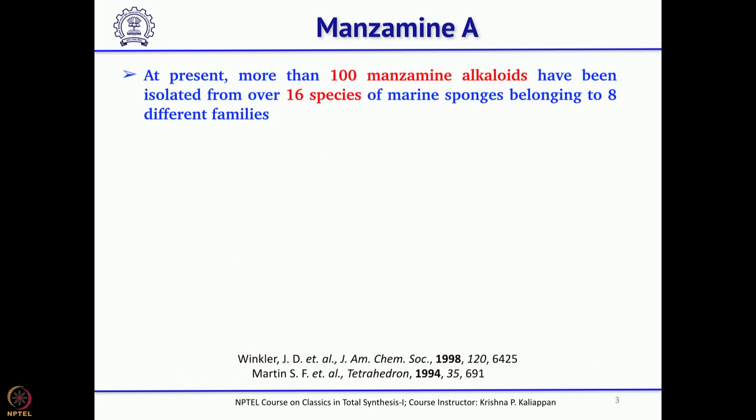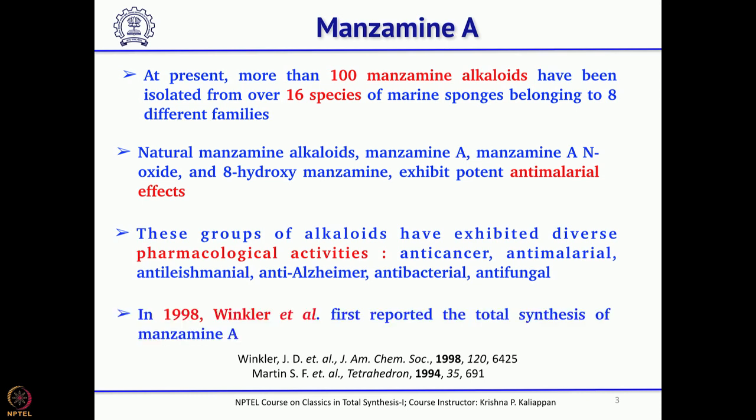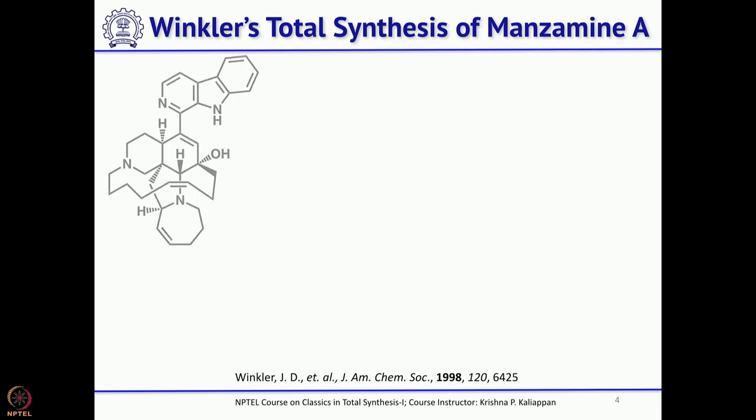After the isolation of manzamine, about 100 manzamine alkaloids were isolated from various species belonging to 8 different families, and they generally show very good activity against malaria. As I mentioned, Winkler was the first to report the total synthesis, in 1998. There were other syntheses afterwards, but today we will talk only about the total synthesis of manzamine by Winkler's group.